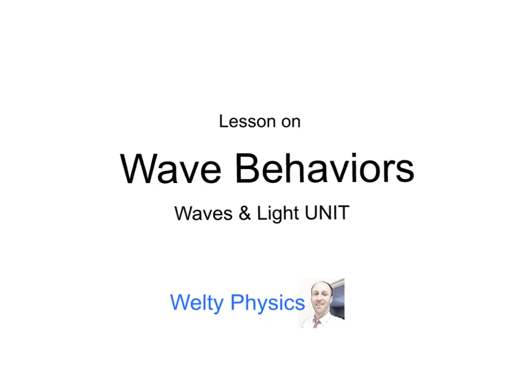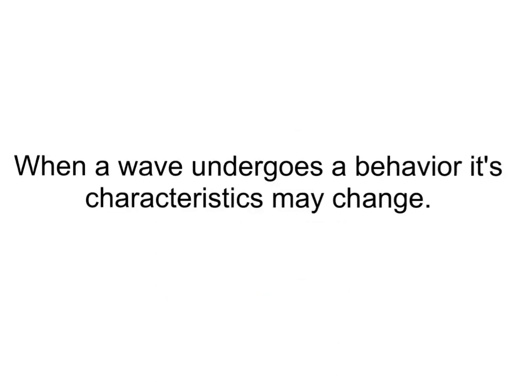Lesson on wave behaviors. It's important to know that when a wave undergoes a behavior, its characteristics may change. Characteristics such as the wave's frequency, period, wavelength, amplitude, or velocity. Some of these characteristics may change, while others may not. It depends on the type of behavior. So let's check out those different behaviors of waves.